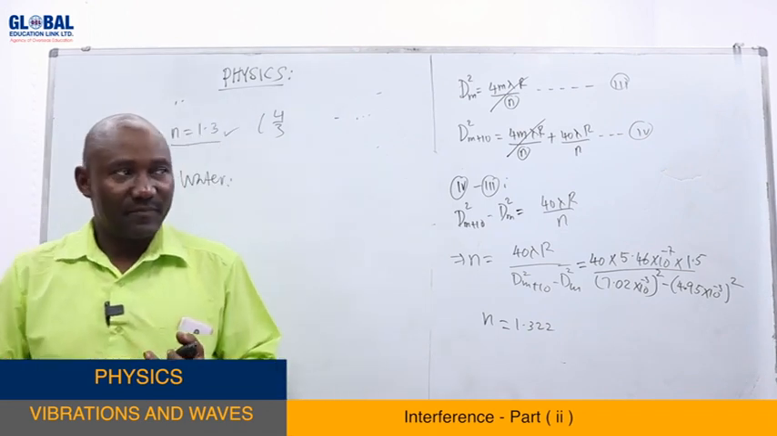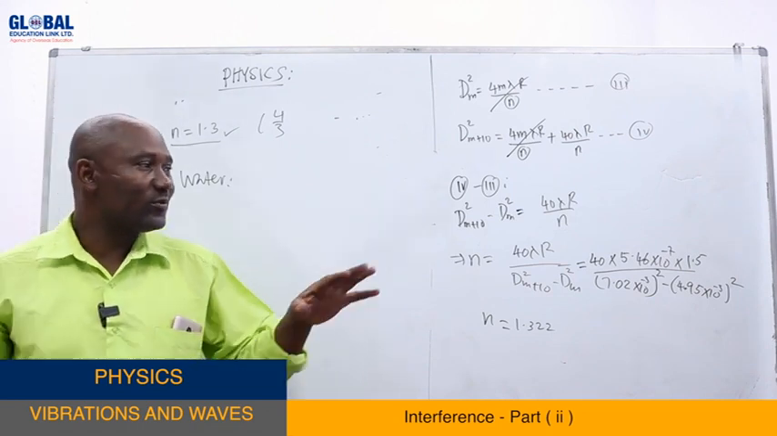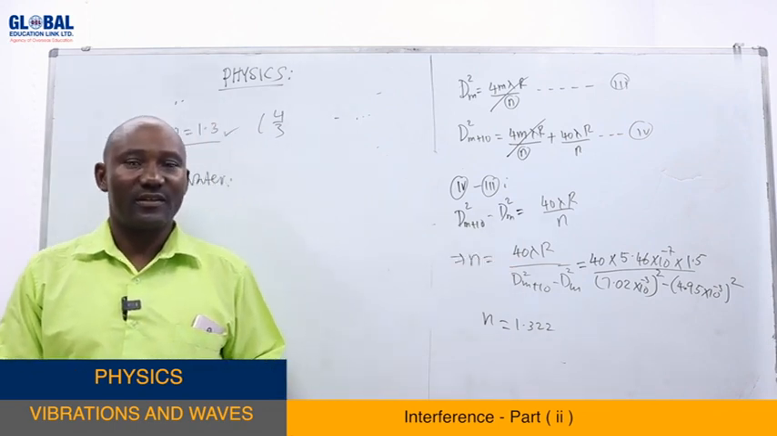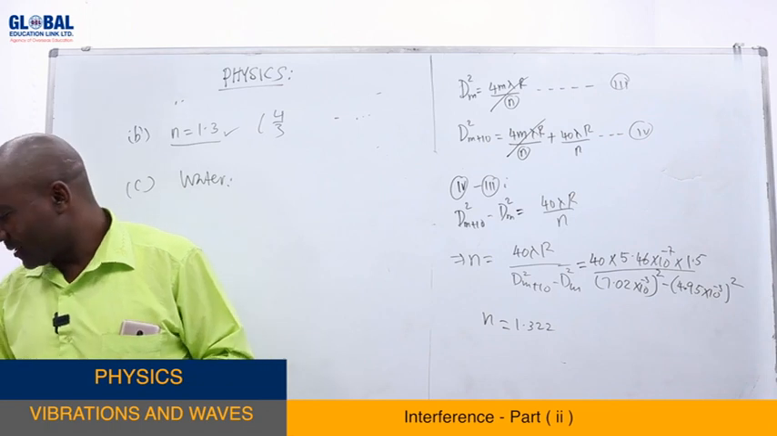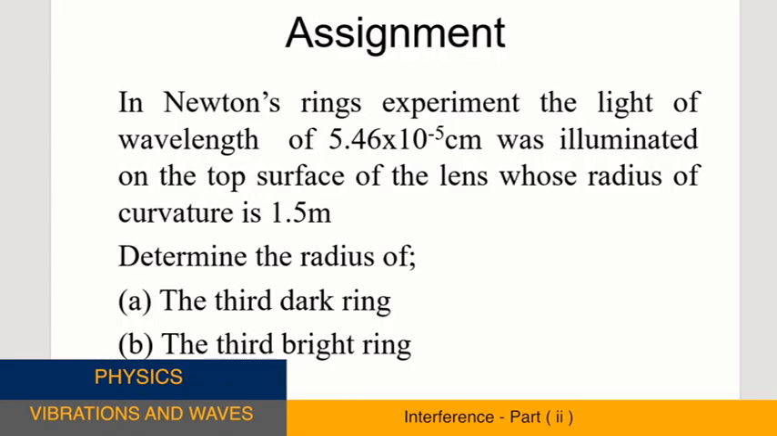Okay, that's our second example, and we have seen how to use different formulas when solving questions involving the Newton's ring experiment. Now let's look at the assignment for you to do. It's a different question from what we have seen before. In Newton's ring experiment, light of wavelength 5.46 was illuminated on the top surface of the lens whose radius of curvature is given. Determine the radius of the third bright ring.